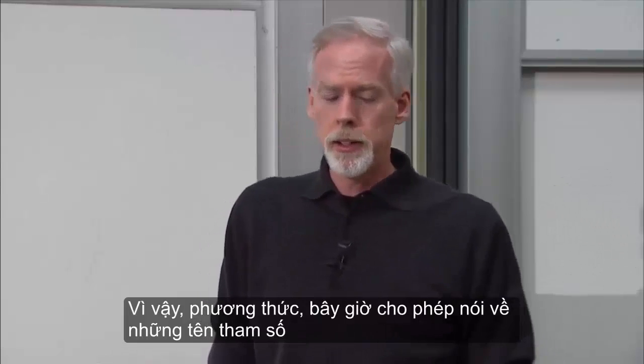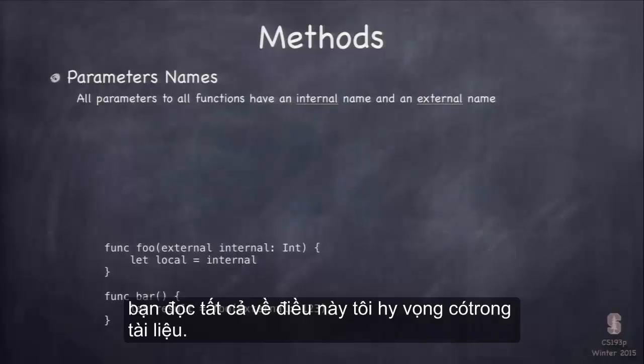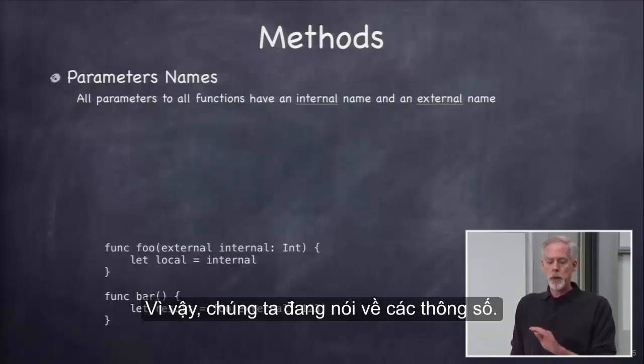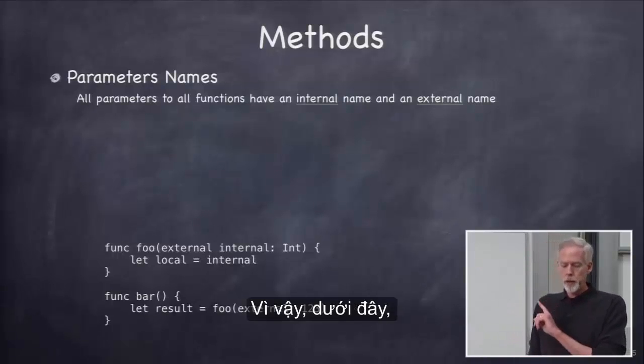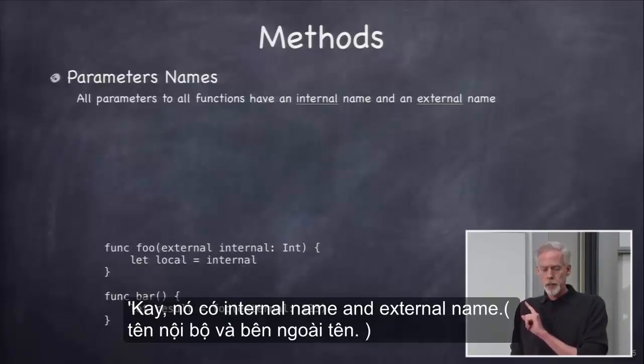So, methods. Now let's talk about the parameter names of methods. This is going to be the crash course. You read all about this, I hope, in the documentation. But all parameters to functions have an internal name and an external name. So we're talking about the parameters. Down there, foo, the parameter to foo there, has an internal name and an external name.